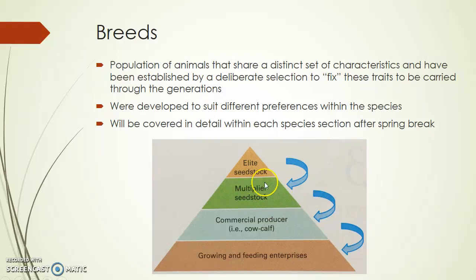Then you get down to the multiplier seed stock. These might be your local bull producers that you buy your bulls from for your operation, or local stallions that you might breed your mares to. Then you get down to the commercial producers, your everyday guys or local people who maybe don't have bull or female sales, but whose primary generator of profit is selling that offspring. And finally, the growing and feeding enterprises at the bottom are the finishing stages.